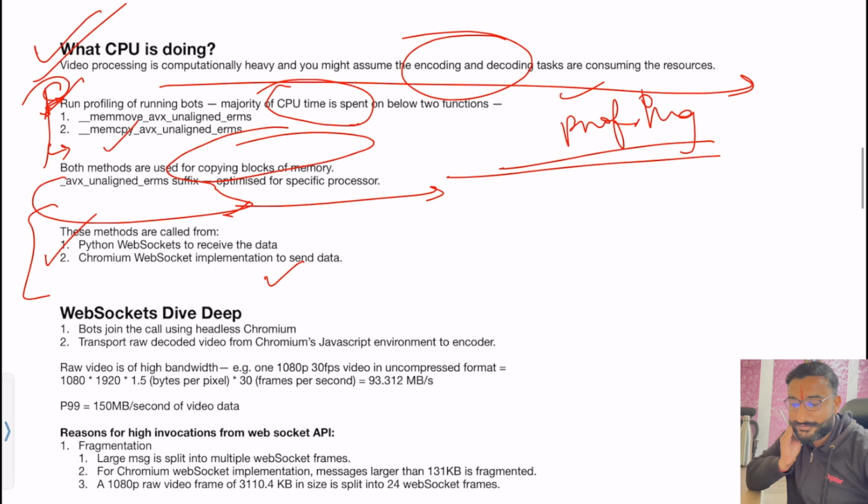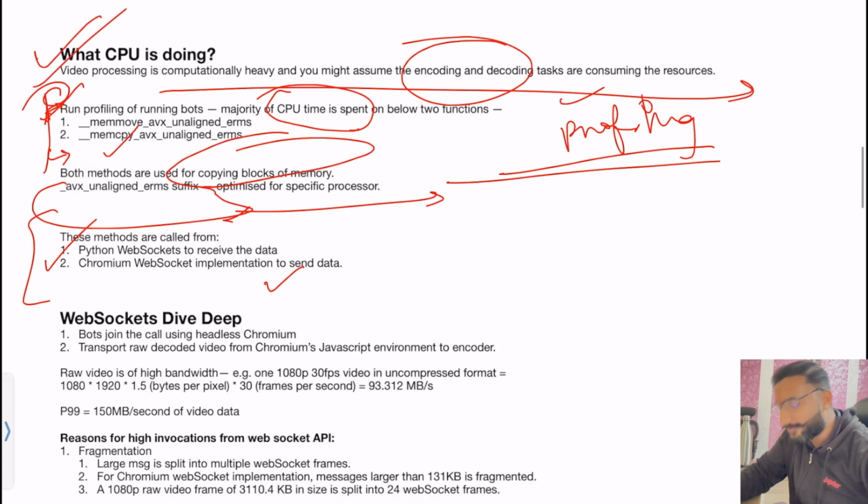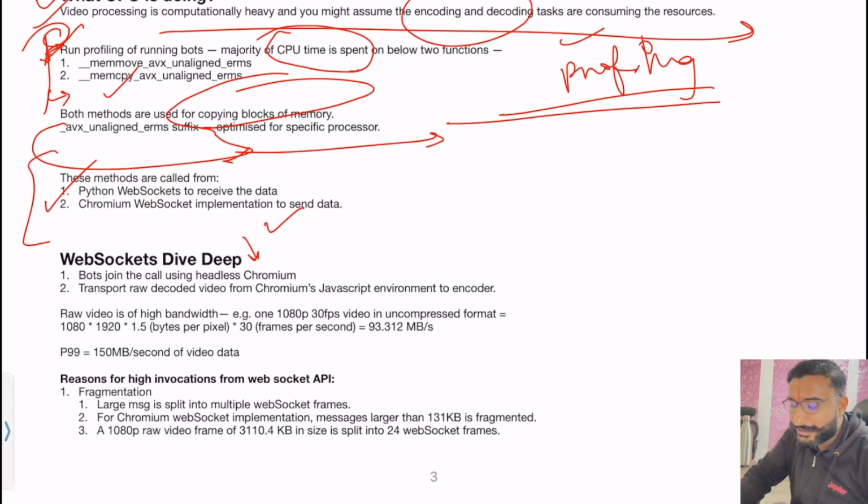What is happening in this function? Why do they need copying of data? We'll have to understand that. So let's get into more detail on why this is happening.